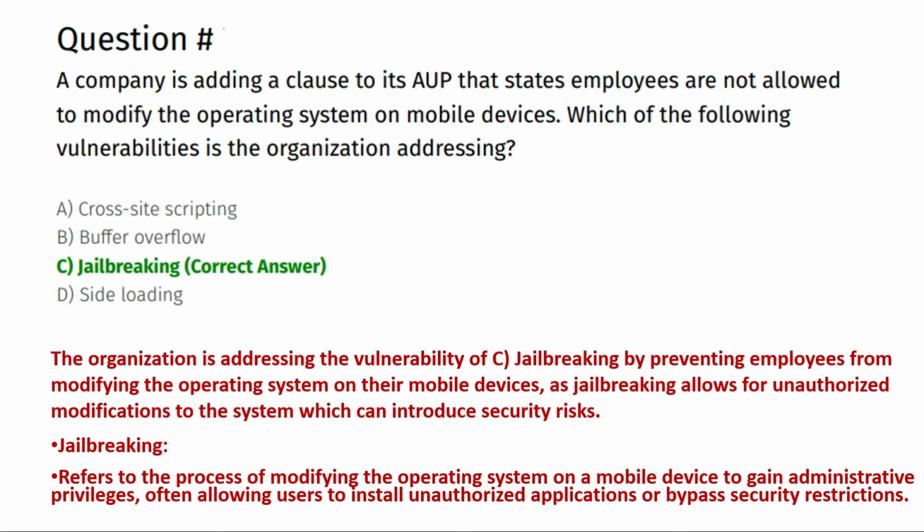So the organization is preventing employees from modifying the operating system on their mobile devices, and jailbreaking allows for unauthorized modifications to the system which can introduce security risks. Jailbreaking refers to the process of modifying the operating system on a mobile device to gain administrative privileges, often allowing users to install unauthorized applications or bypass security restrictions. So that's why the correct answer for this question is option C, jailbreaking.